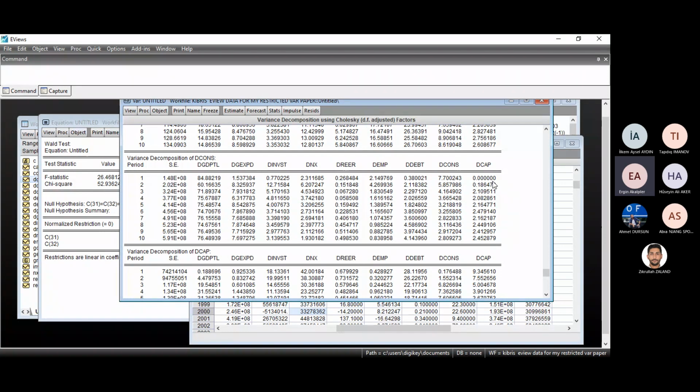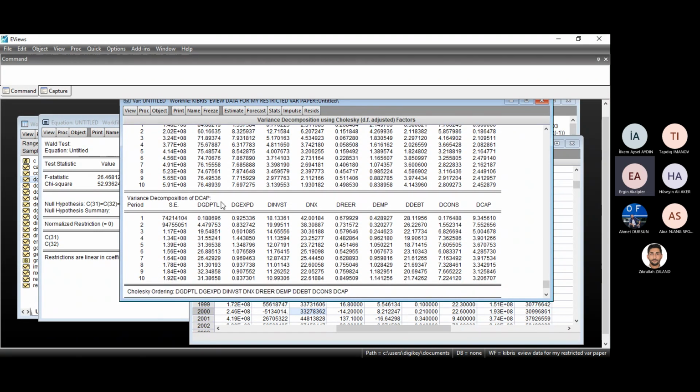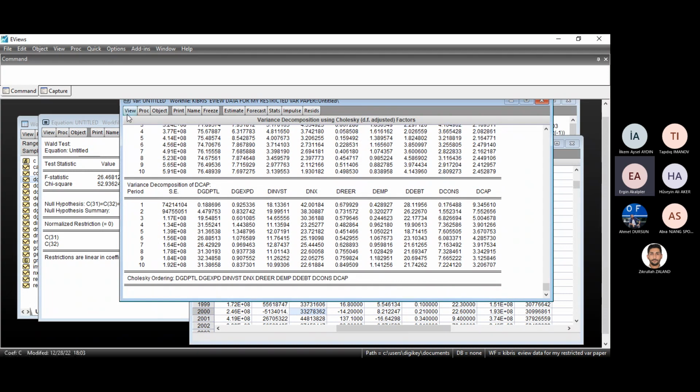Consumption is not related, and capital is a little bit. As you see, this is how we are performing. Here again, when we are looking at the capital, public capital, GDP is affecting, investment is affecting, NX, net export is affecting, and public debt has some important effects compared to the other parameters. After doing this, we go again to the view.